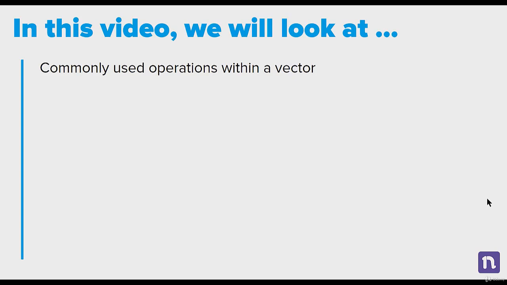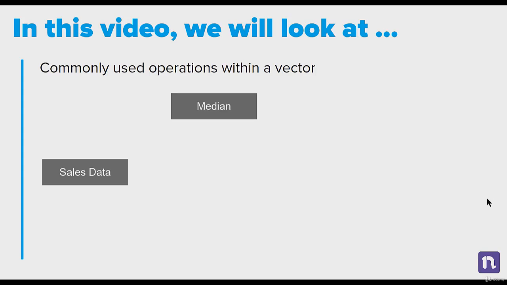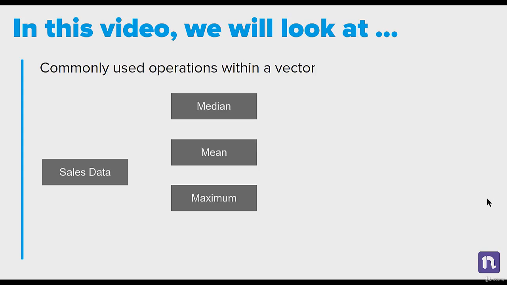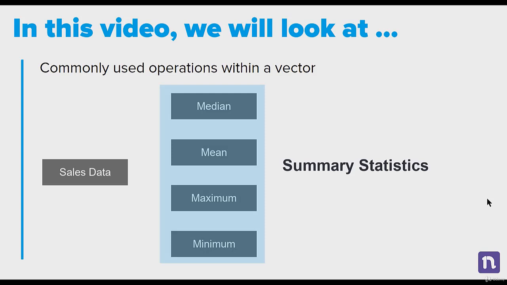In this one, we will see various commonly used operations on a vector. Suppose you are given the sales data of a company, you will first want to find out more about that data. Things such as what is the median, what is the mean, what are the maximum and minimum values, and so on. These are all called summary statistics.